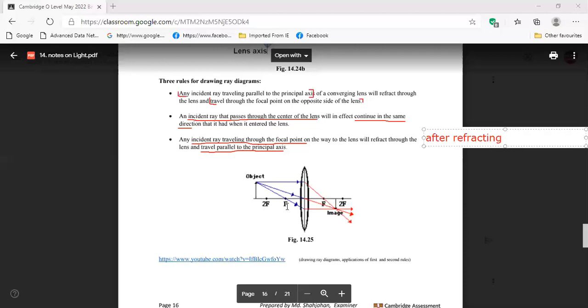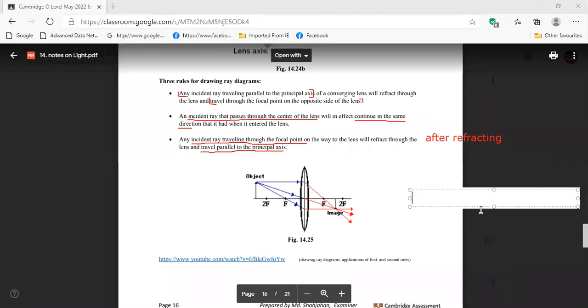Now the second ray. Look, this second ray is going through the optical center, and when any ray goes through the optical center, it will not bend. Is it clear to you? This is a very important note for you: if any ray is going through the optical center, it will not bend. Please take this note. Everyone take this note, please.